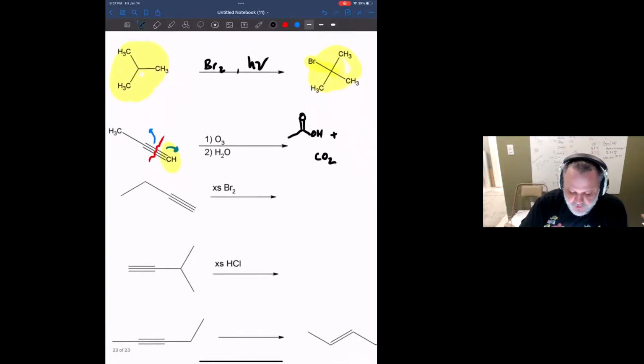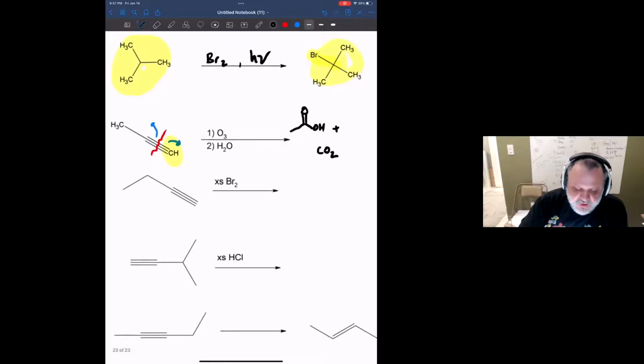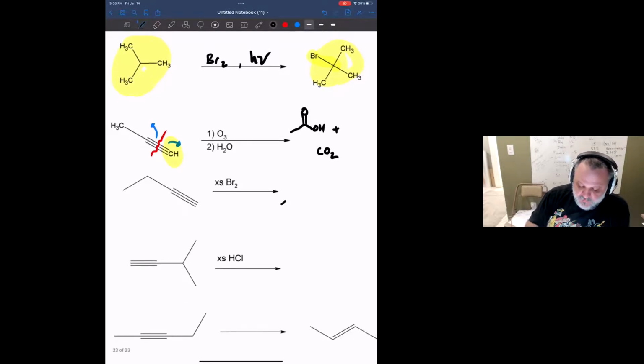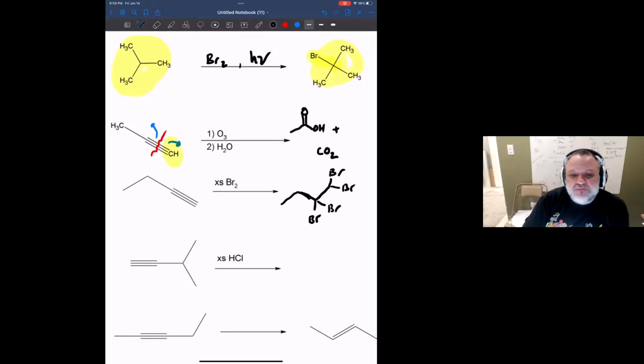Okay, so we've got some excess Br2, and we're going to react that with an alkyne. And so we're just going to keep adding Br2 until we get tired. So we can add Br2 until we have the alkene with Br2 on it, and then we can add Br2 again. And so what we end up with is Br2 as much as we can. So it's just going to add twice.